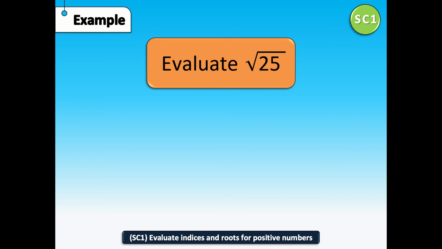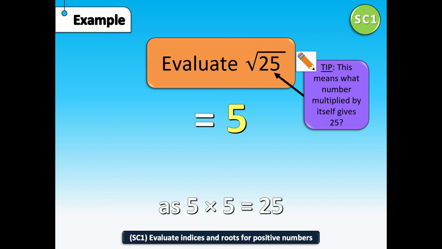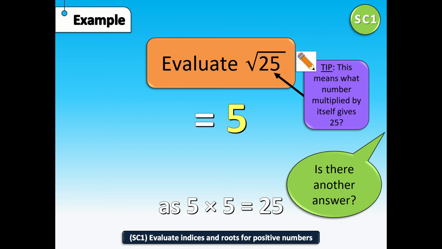If you want to do the square root of 25, this means what number times by itself makes 25. So the answer is 5, because 5 times 5 is 25. But is this the only answer? Well, another answer is minus 5, because minus 5 times minus 5 is also 25, because when you times two negatives together, they make a positive.